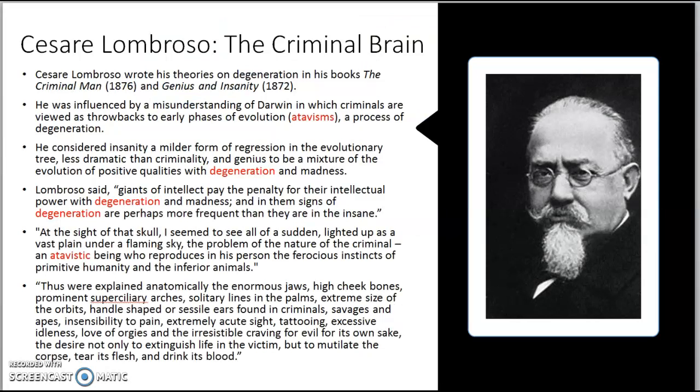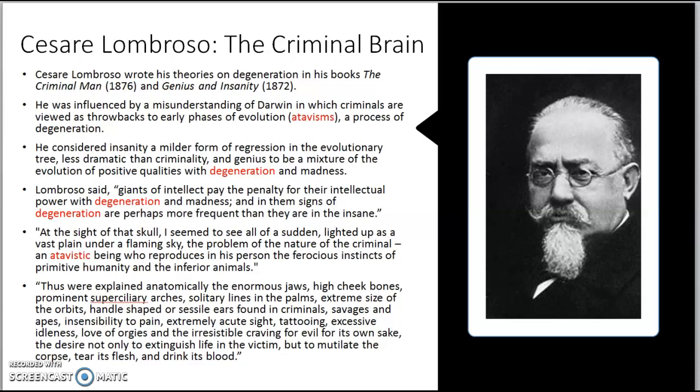So he takes these ideas proposed by Franz Joseph Gall and he takes them further. He was influenced by misunderstandings of Darwin, in which criminals are viewed as throwbacks to early phases of evolution, these atavisms. You're going to see that word in Dr. Jekyll and Mr. Hyde, a process of degeneration. So he believed that if you could evolve, as Darwin suggested, then perhaps you could devolve, and that criminals perhaps had devolved to these lesser stages of evolution, these atavisms.